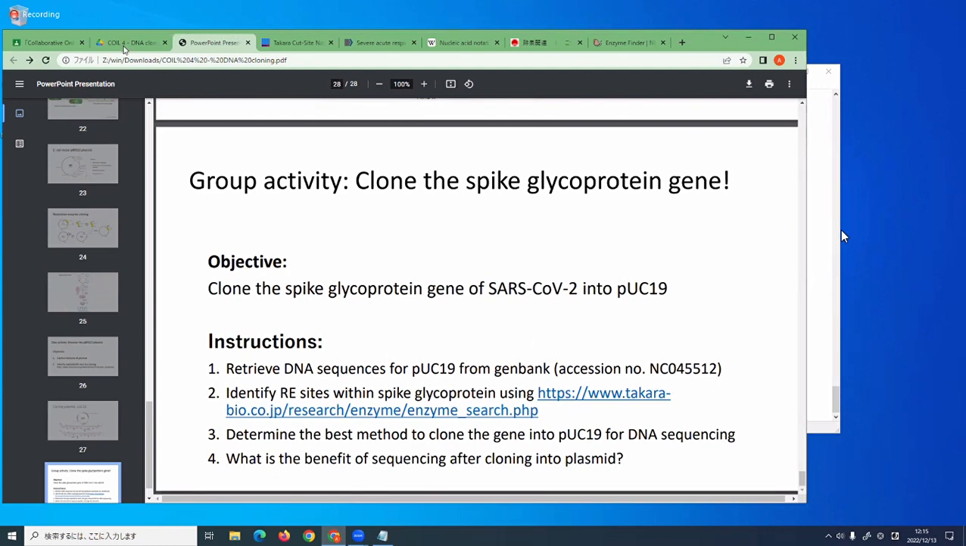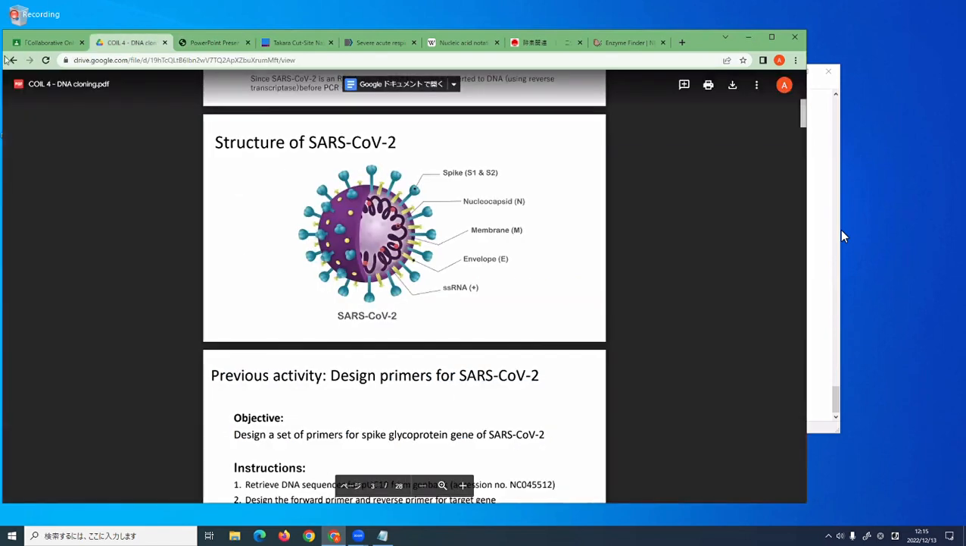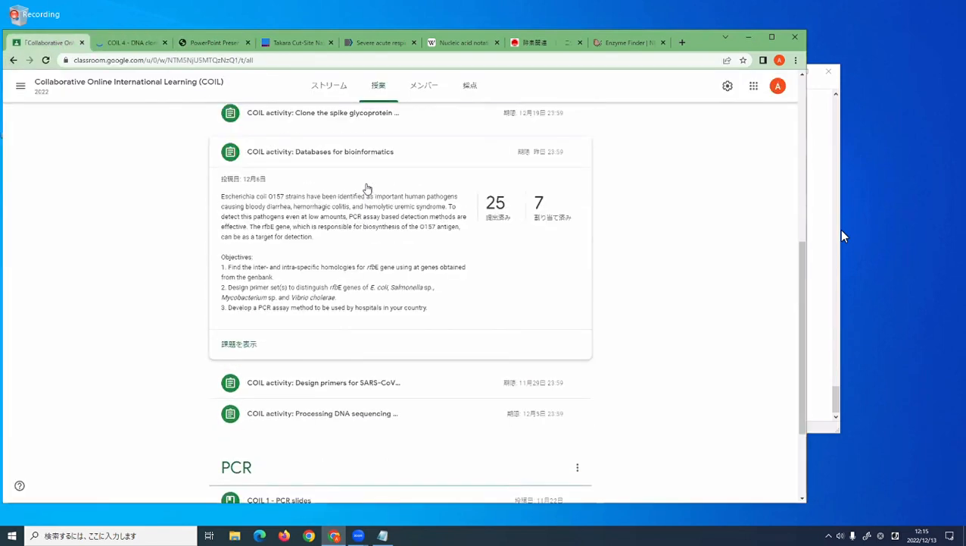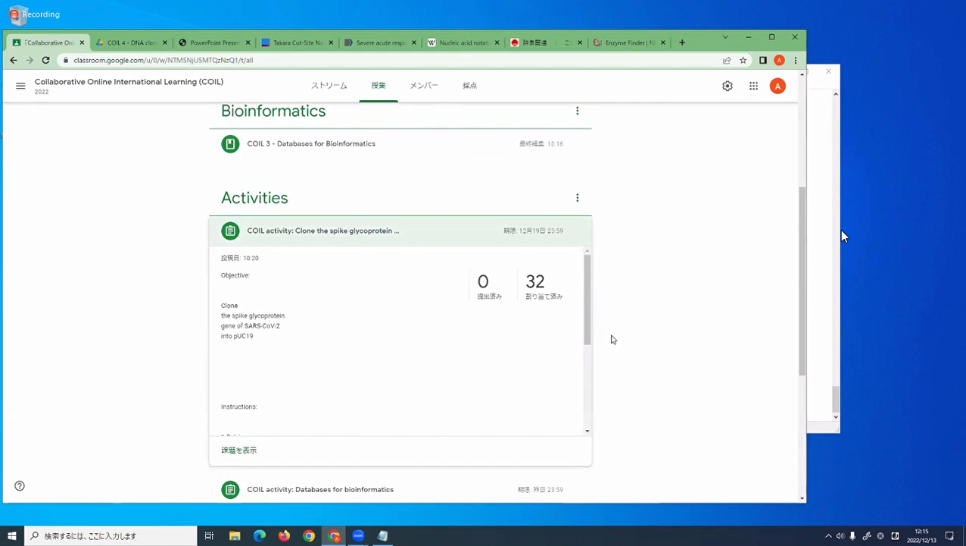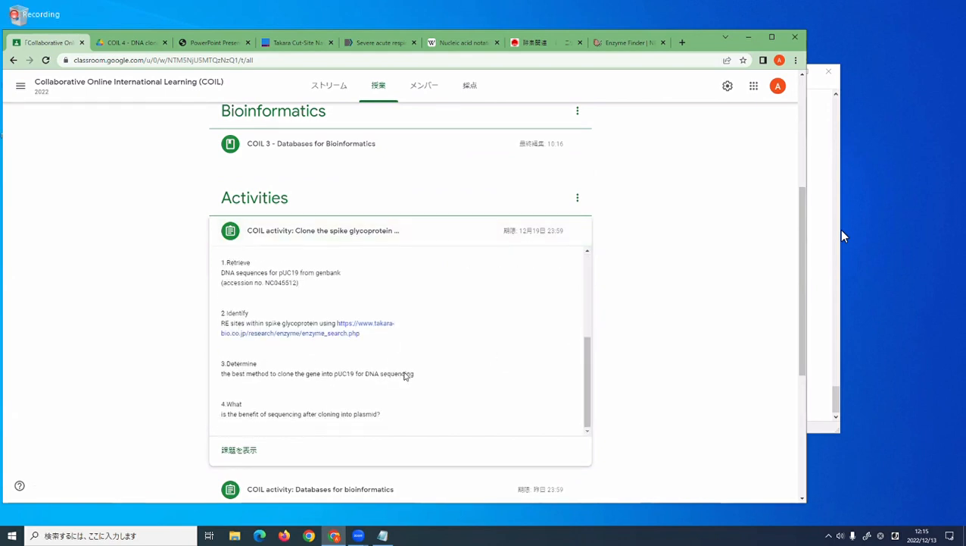So for information, this is also in the classroom as well. In the activity part, I think in activity, right, clone spike glycoprotein there. So the instructions are there. All right, okay.